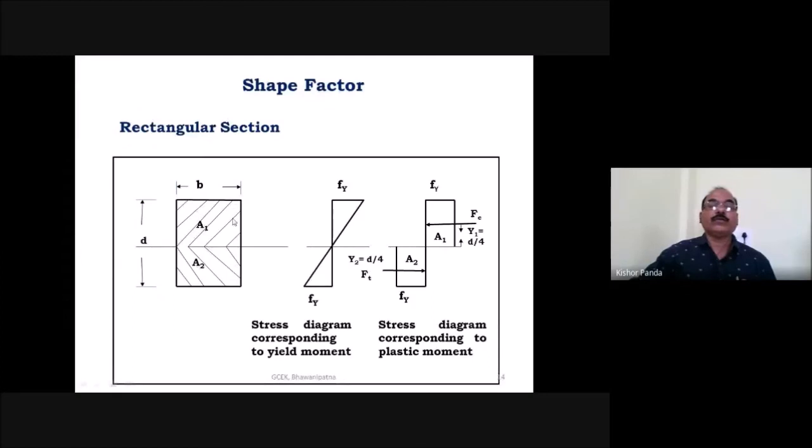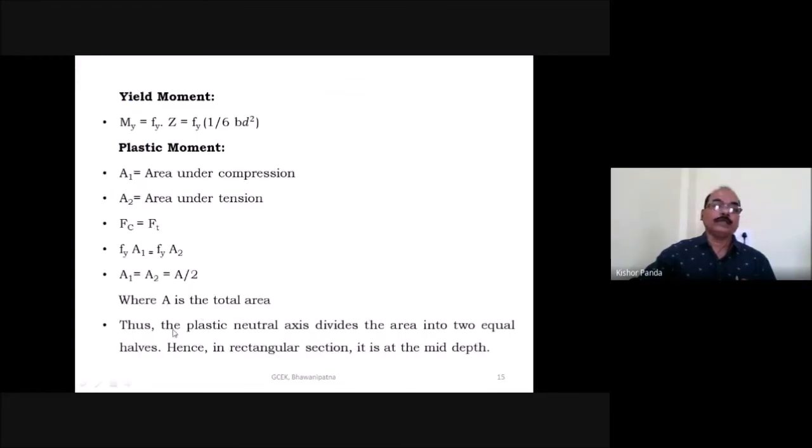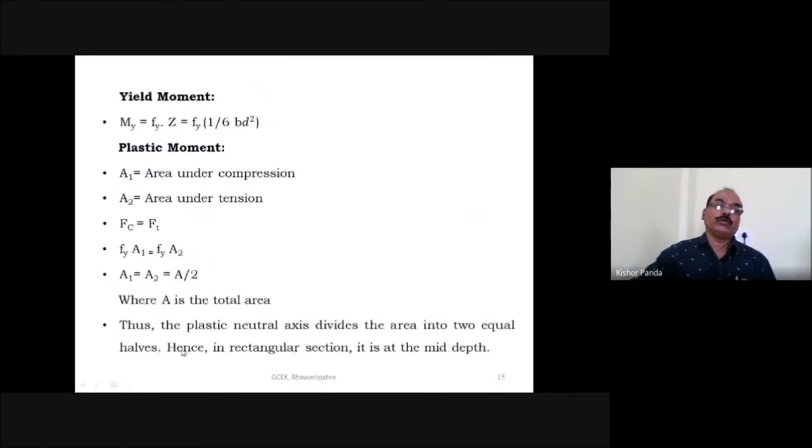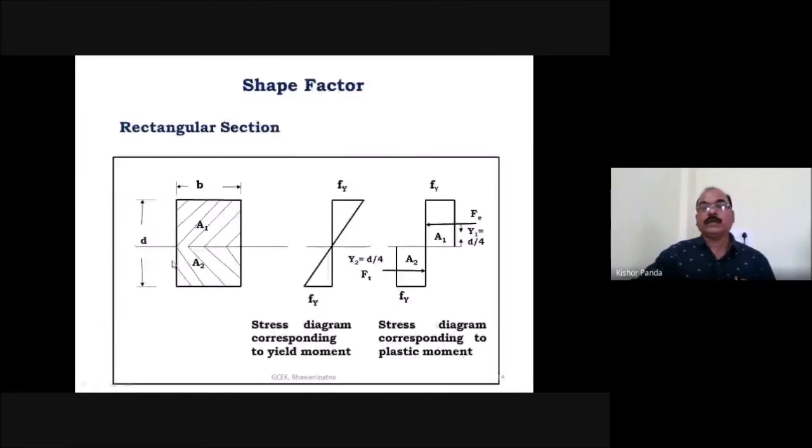The total area of the rectangular section is A. So A1 is equal to A2 is equal to A divided by 2, where A is the total area. Thus, the plastic neutral axis divides the area into two equal halves. So in the case of plastic theory, the neutral axis divides the area into two equal halves. Hence in a rectangular section, it is at the mid depth. So the neutral axis passes at the mid depth in the case of a rectangular section.